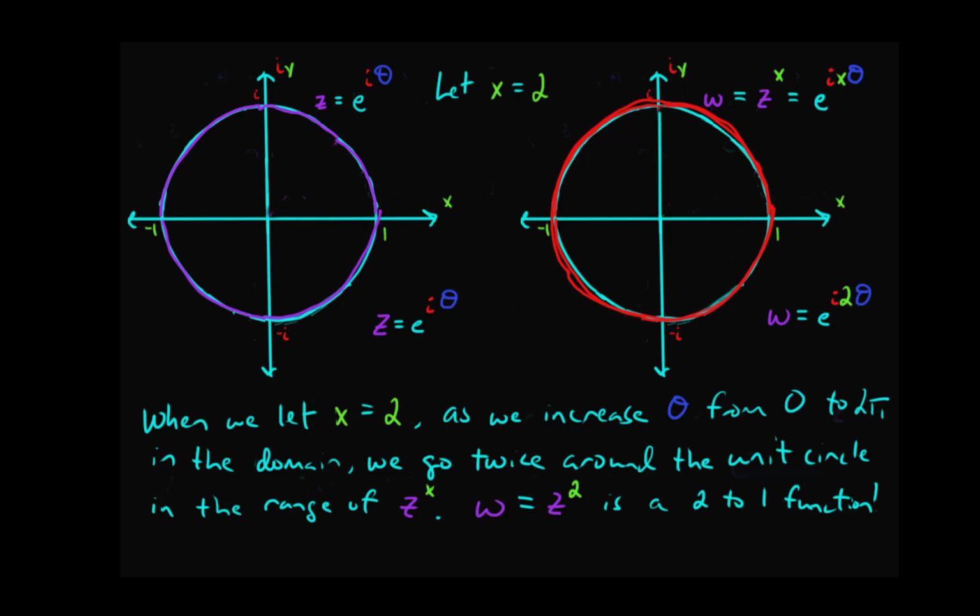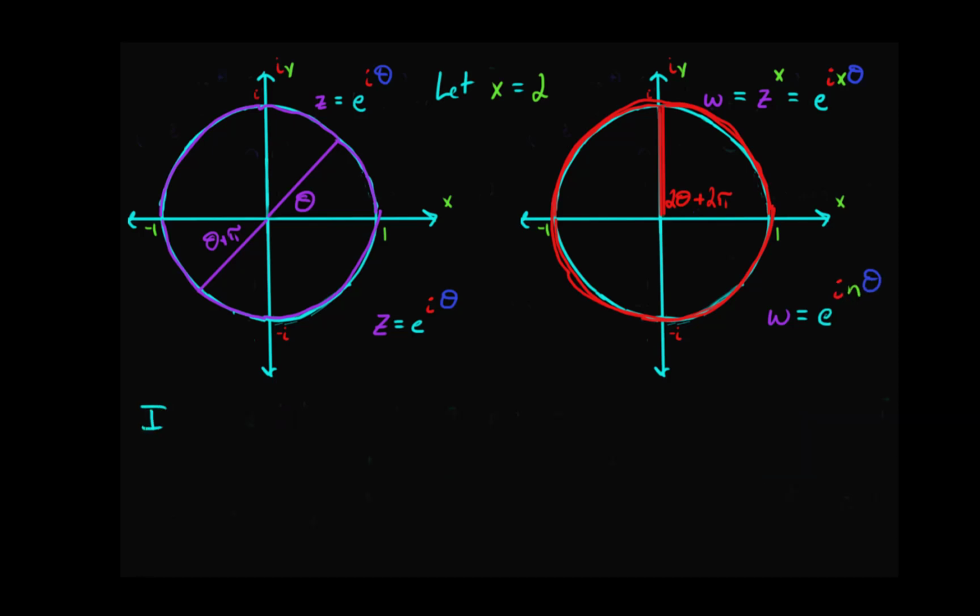Another way we can see this is that if we pick a particular point in our domain with an argument theta, that point is going to be sent to a point on the unit circle in the range with an argument 2 theta. Now, if I add pi to our original theta, so this is an argument of theta plus pi, that's going to be sent to the exact same point, which has the argument 2 theta plus 2 pi. So we can see that those 2 points in the domain which differ by an angle of pi both get mapped to the same point in the range of the function. So this function is 2-to-1.